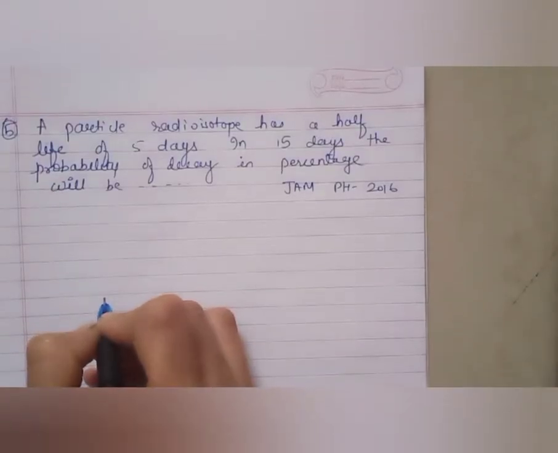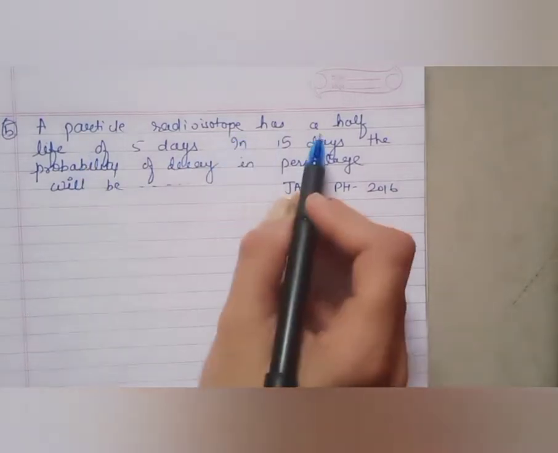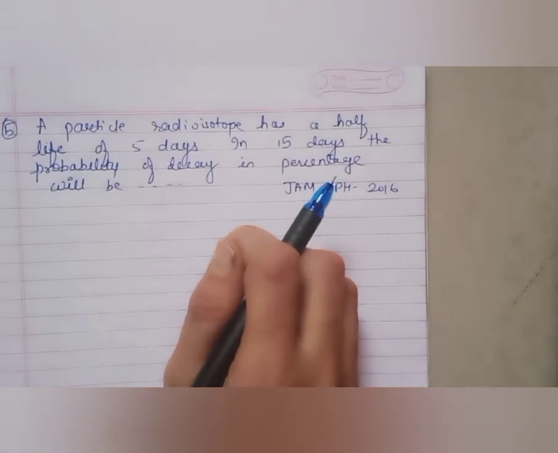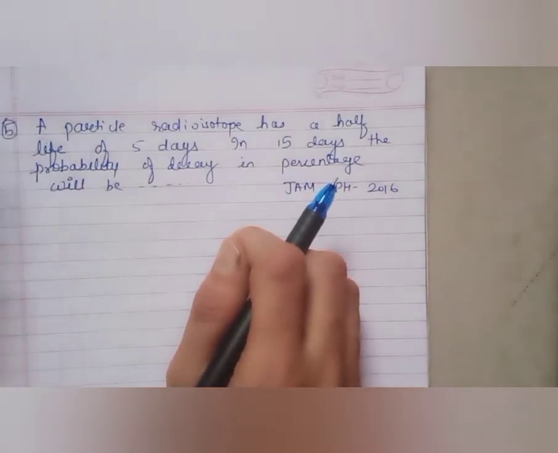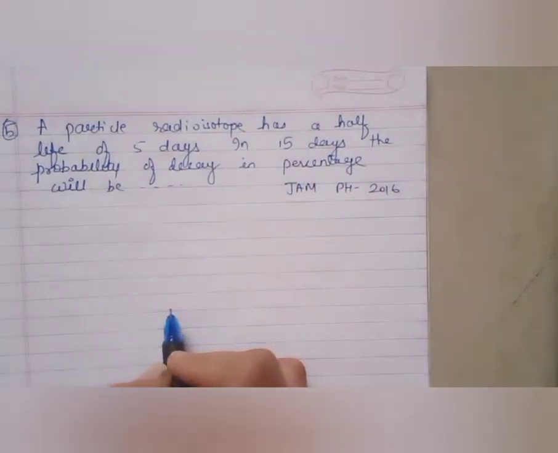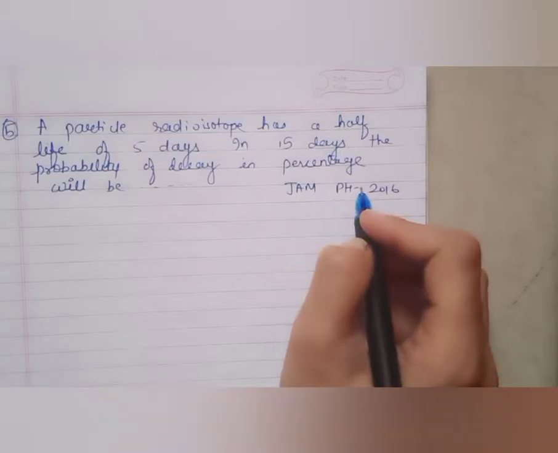Hello. So let's take today a simple problem. A radioisotope has a half-life of 5 days. In 15 days, the probability of decay in percentage will be. So we have to find out this probability of decay in percentage. This question was asked in JAM Physics 2016.